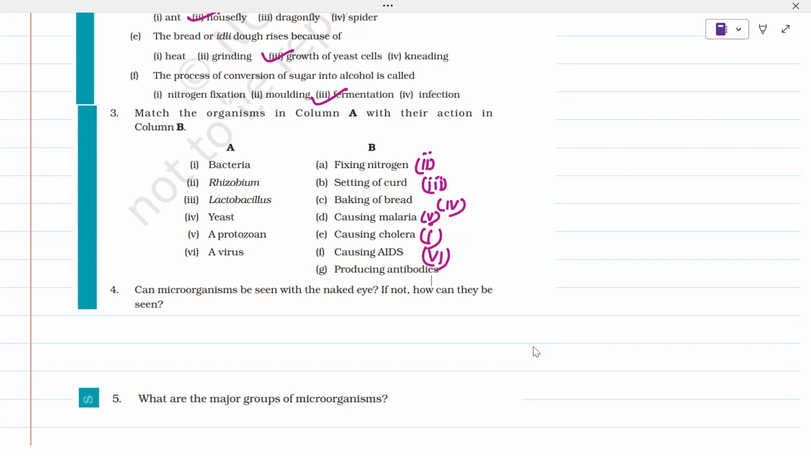Now, next question is, can microorganisms be seen with the naked eye? If not, how can they be seen? Because they are microorganisms, they cannot be seen with the naked eyes. They can be seen with the help of a microscope, right? It could be a simple microscope, meaning a magnifying lens, and it could be a compound microscope, right? So we can write down the answer here.